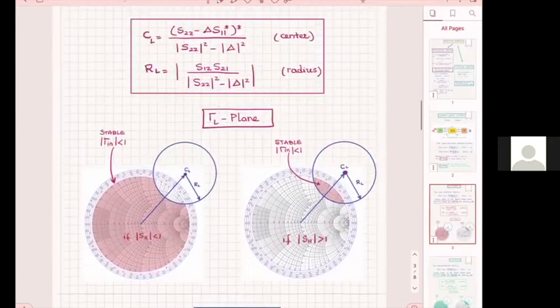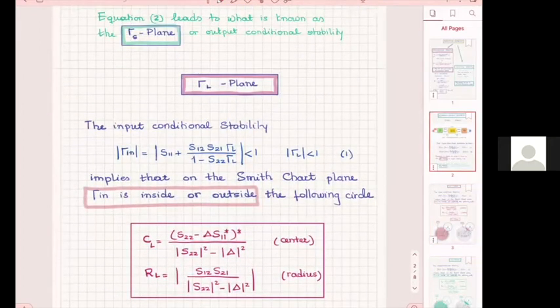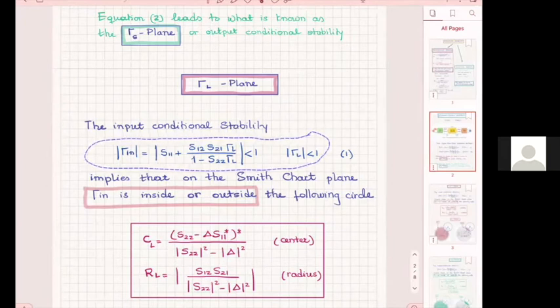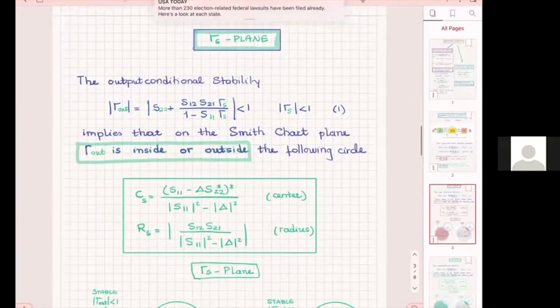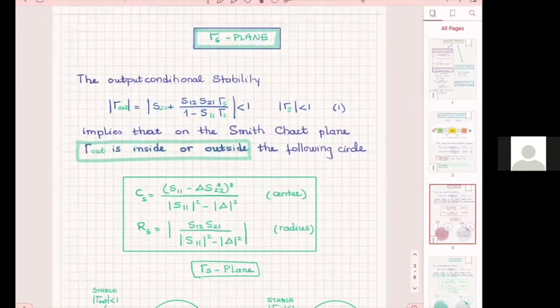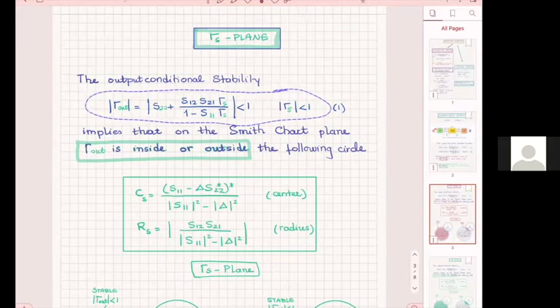Absolutely. And in fact, you can even see it here. Look at this one. Gamma in depends on gamma L in this equation. Gamma in depends on gamma L. So that's what you need to remember. And gamma S controls gamma out, or gamma out depends on gamma S from here. That's what happens in the amplifier design.